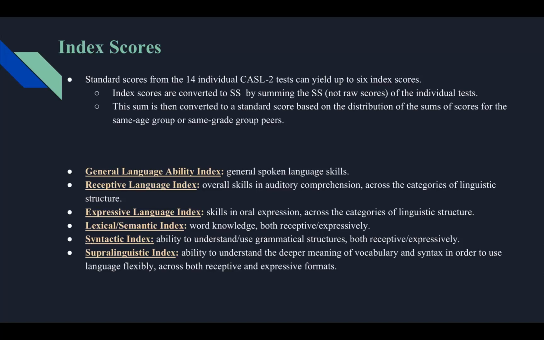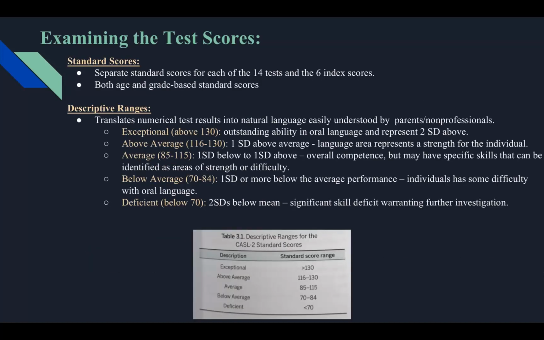The CASL-2 provides standard scores, as well as descriptive ranges. Descriptive ranges translate numerical test results into natural language easily understood by parents and non-professionals. These ranges are described on the slide and are as follows: exceptional, above average, average, below average, and deficient. The CASL-2 provides percentile ranks, as well as test age and grade equivalent scores to satisfy reporting requirements of certain schools. However, these scores share the same limitations as percentile ranks because they are not equal interval measurement scales.